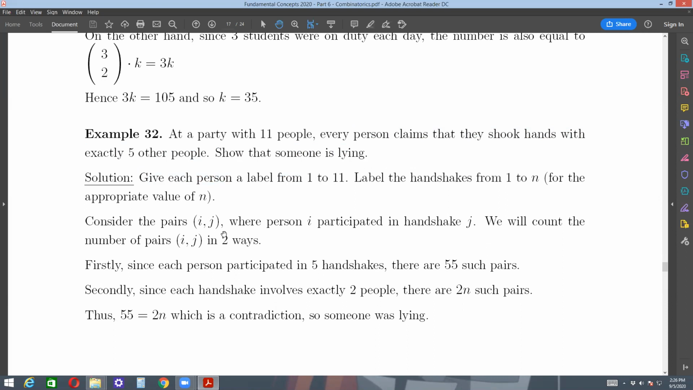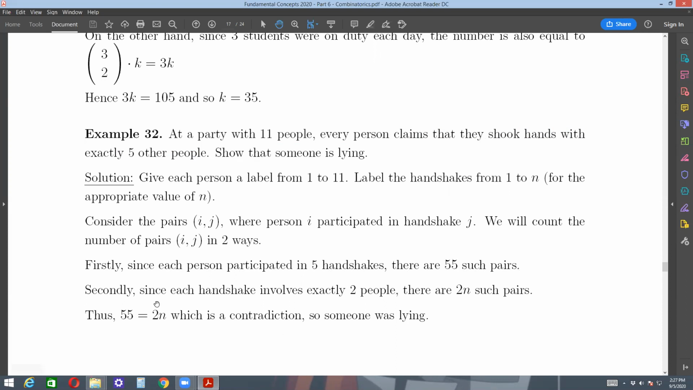So consider the pairs IJ, where person I participated in handshake J. IJ is a pair where the first number is the person and the second number is the handshake. We're going to count the number of these pairs in 2 different ways. First, each person took part in exactly 5 handshakes. So for each I, there are 5 possible values of J. Since there are 11 I and 5 values of J for each one, the total number is 11 times 5, which is 55.